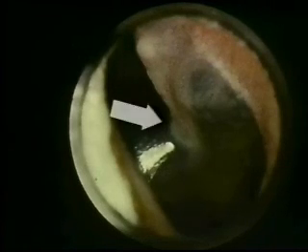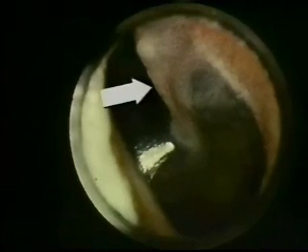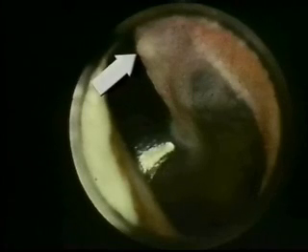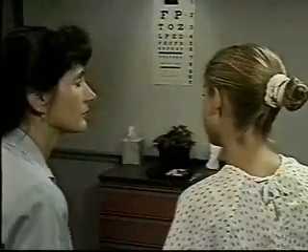Normally, the drum is pearly gray. Also note the position of the handle of the malleus and inspect the short process of the malleus. The handle of the malleus, with the umbo at its tip, crosses the drum obliquely from the cone of light upward toward the short process. Be sure to examine the other ear in the same manner.